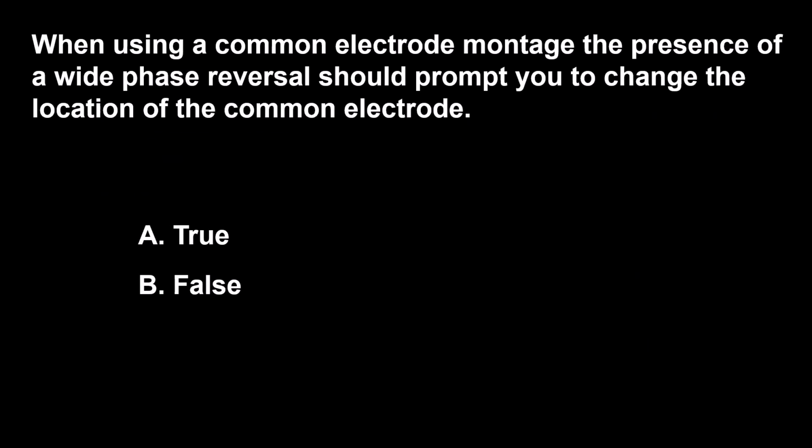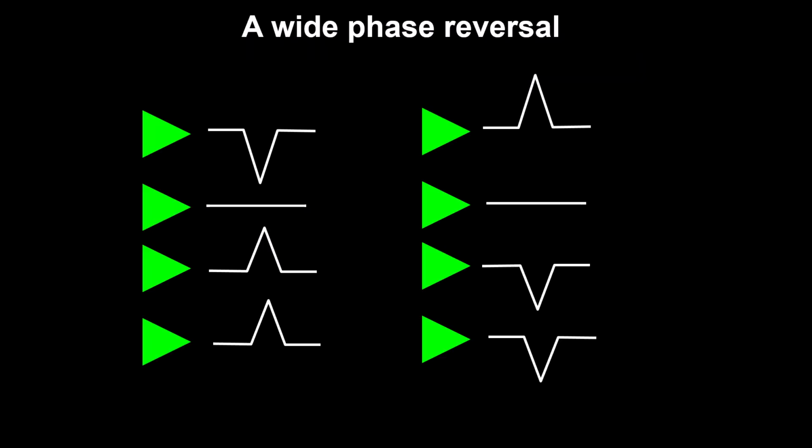Next question. When using a common electrode montage, the presence of a white phase reversal should prompt you to change the location of the common electrode. A true, B false. A white phase reversal implies an equipotential derivation recording sandwiched between two converging or diverging waves. The equipotential recording is created by the common electrode reference and one non-referential scalp electrode sharing the same voltage level.